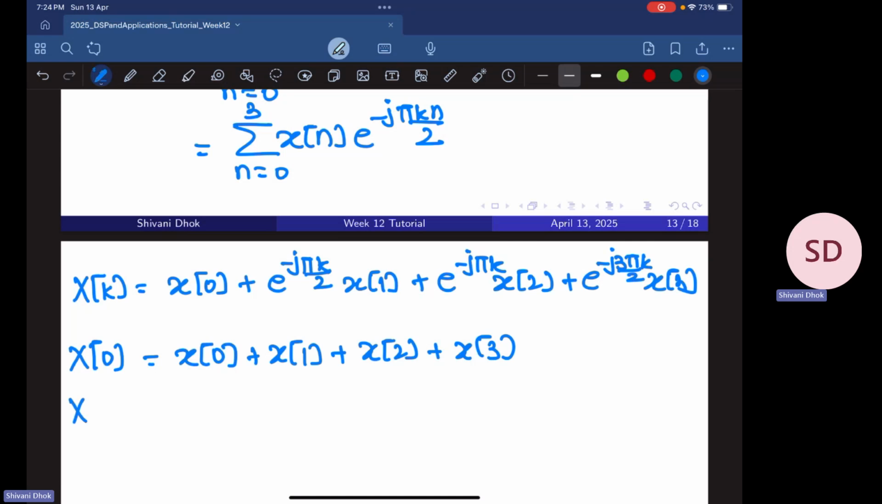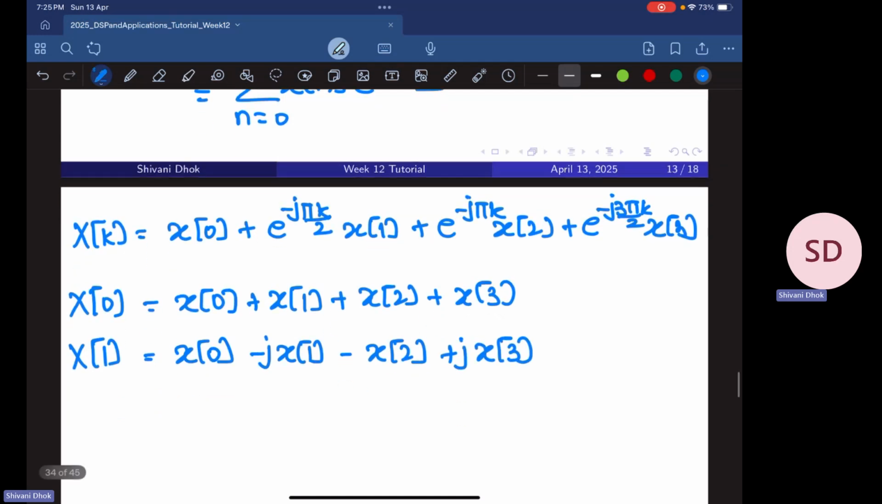Similarly, X of 1 is equal to x of 0 as it is plus e power minus j pi by 2, that is minus j, x of 1 plus e power minus j pi, so that is equal to minus 1, so minus x of 2 plus e power minus j 3 pi by 2 x of 3, so that is plus j x of 3.